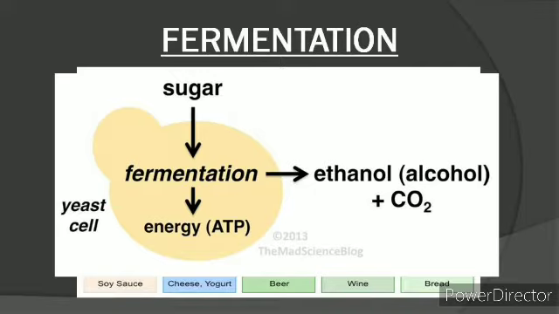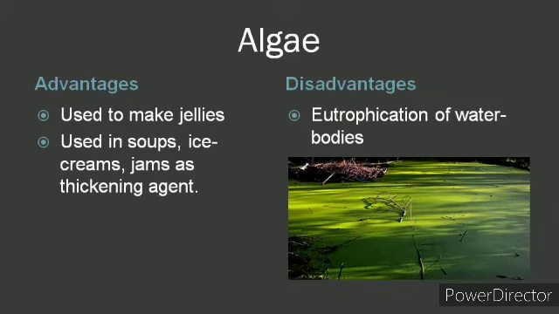So this is a very big, important use of fermentation, and in the bakery industry or in the beverage industry, it is a very, very important use. Next is algae. Algae are used to make jellies. They are sometimes used in jams as a thickening agent, and in ice creams.